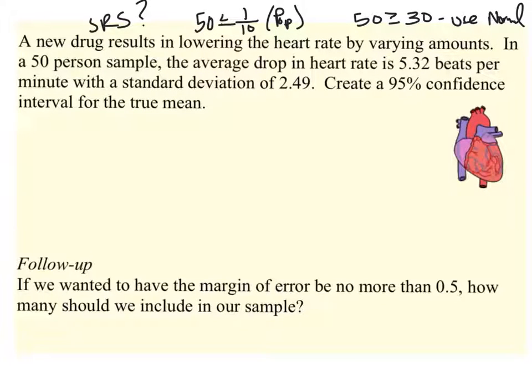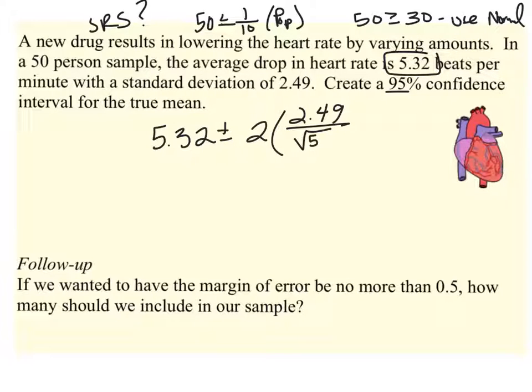So our point estimate was 5.32. So 5.32 plus or minus. Since it's still 95%, we do 2, and then 2.49 over the square root of 50. So this ends up as 5.32 plus or minus 0.70. Okay, so our margin of error in this case is 0.70. So we've got 4.52 to 6.02. So again, we could go back and interpret that.